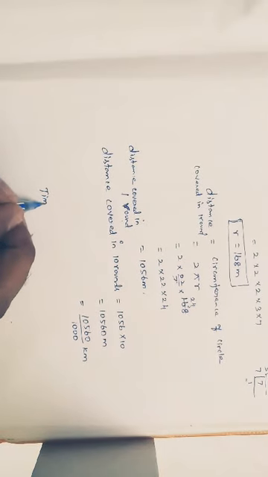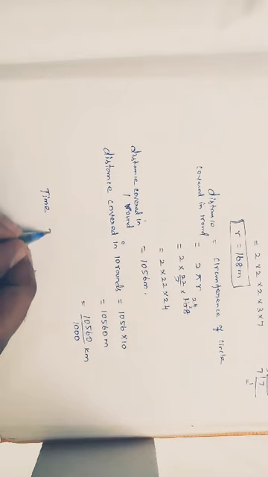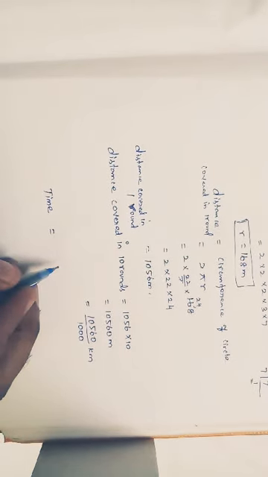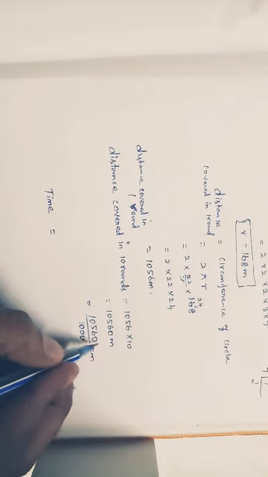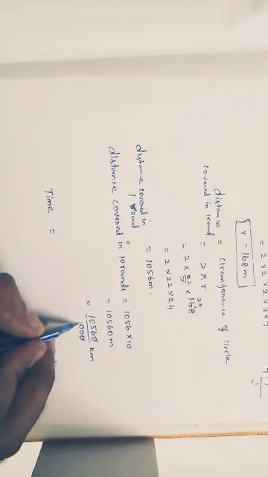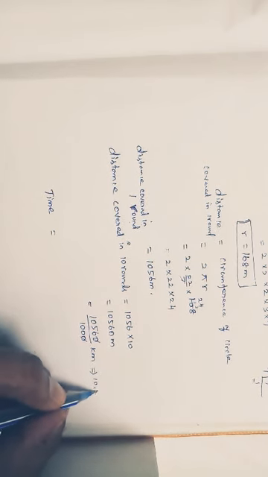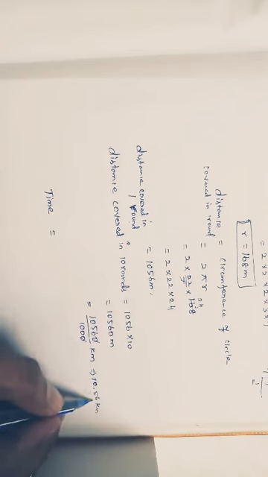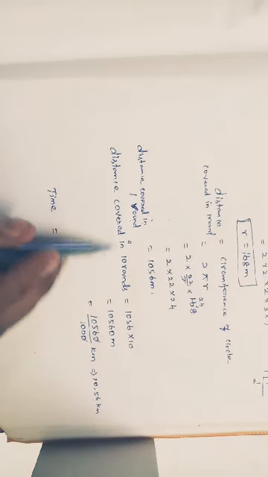So the time taken to complete 10 rounds: time is equal to distance by speed, right? First we can simplify in the form of decimal. The zeros will get cancelled. 1056 divided by 100, so 2 digits from the end we put a point. So 10.56 kilometer, right? The distance traveled in 10 rounds.